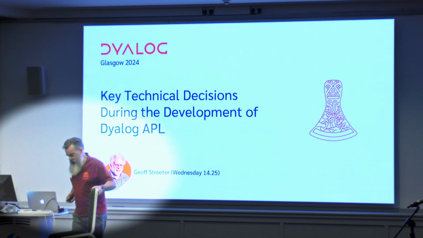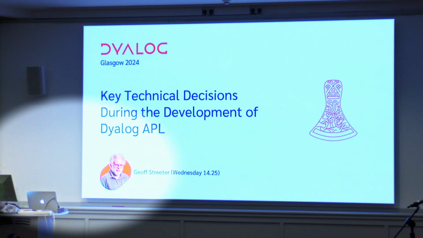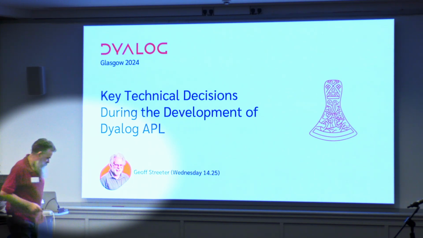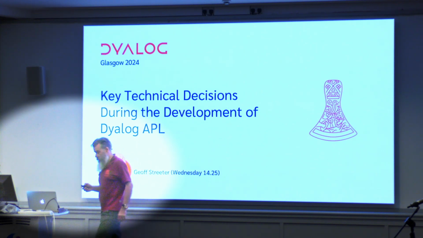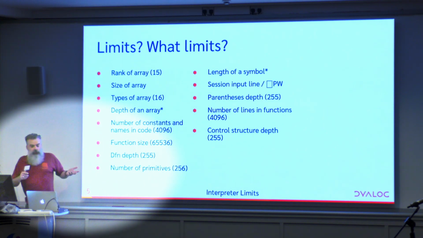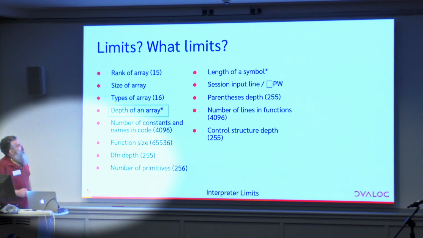Also, coming up after this, Jeff Streeter is going to talk about some historical decisions that were made during the development of Dyalog APL, and he may or may not touch on some of the reasons for some of these limits. But these are limits, the sorts of things that we're talking about.